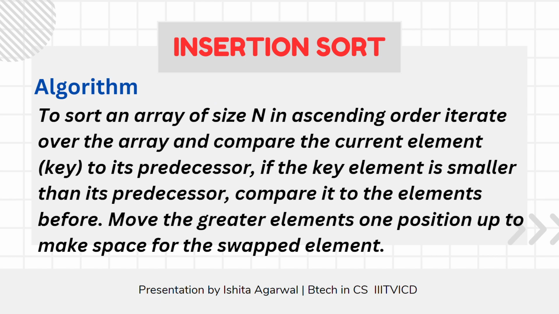Now coming to the insertion sort. Now let's understand its algorithm. To sort an array of size n in ascending order, iterate over the array and compare the current element to its precedent. If the key element is smaller than its precedent, compare it to the elements before. Move the greater elements one position up to make space for the swapped element.